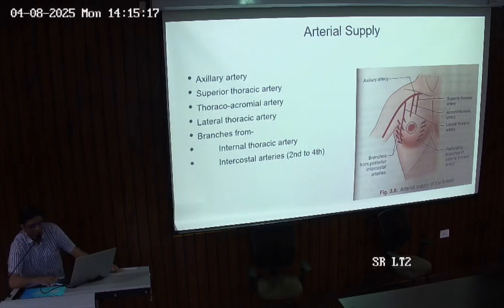Now we come to the arterial supply of the breast. What can be the arterial supply? The axillary artery, which is mainly present in the axilla. The branches from this artery supply the breast: the superior thoracic, thoracoacromial, and lateral thoracic arteries. Then branches from the internal thoracic artery, which is below the ribs, and then laterally from the intercostal arteries, second to fourth ribs.